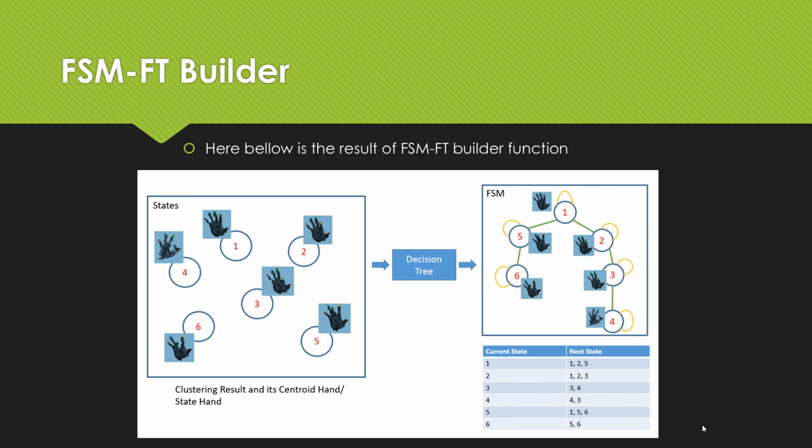Here's the example. So we have states without the connection or the transition system. Then we use the decision tree to train on our samples, and then we got the state transition using the two features from the previous slide. Then we can get the connections between the states, and here you can see that there's a state transition system.